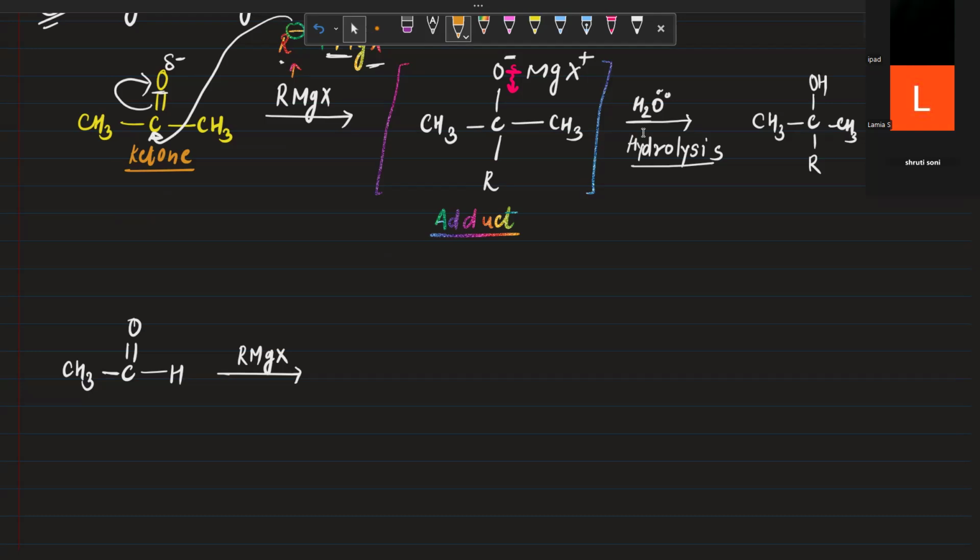Is the main difference going to be the hydrolysis step? You only need to do the same reaction as we discussed for ketone. I was just wondering because of the H. You don't need to stress about H. You directly put the RMgX.